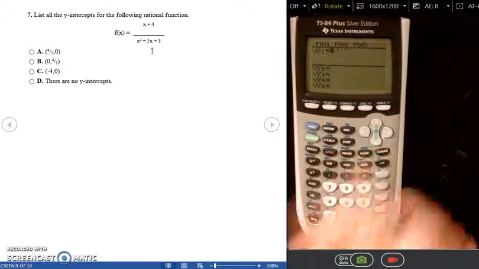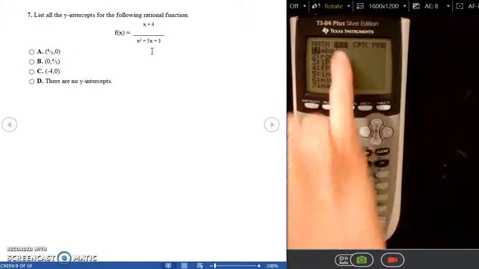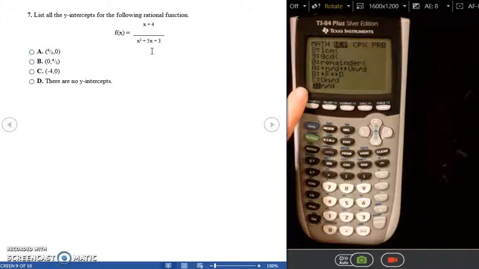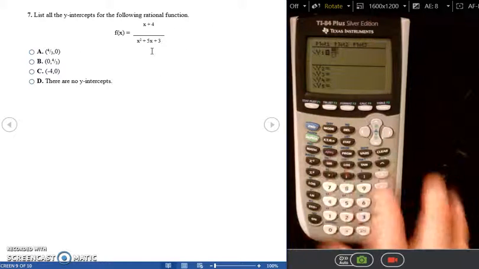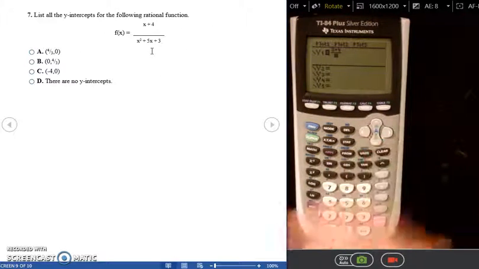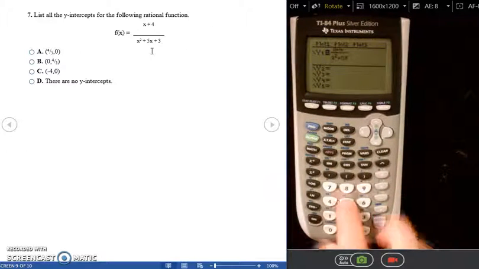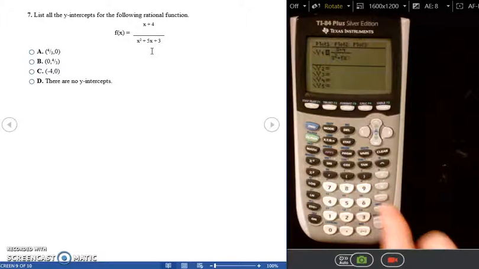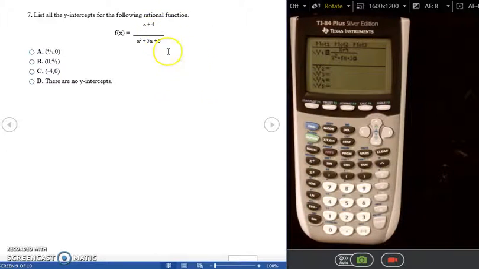I clear out the old function from y1, and I'm going to enter the new one. So I'm going to go into math, scroll over to number, and then scroll to that last choice of numerator over denominator. Press enter to get the fraction to fill in. And on the top, I'm going to put x plus 4, down arrow to the denominator, and put in x squared plus 5x plus 3. And I double check that what I have on the screen here is the same as what's in the problem, and it is. And I'm going to go ahead and graph it.